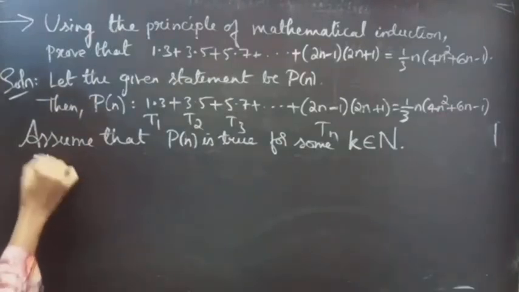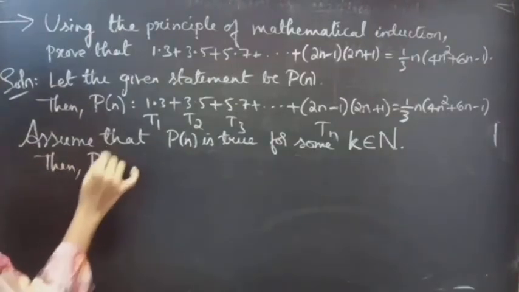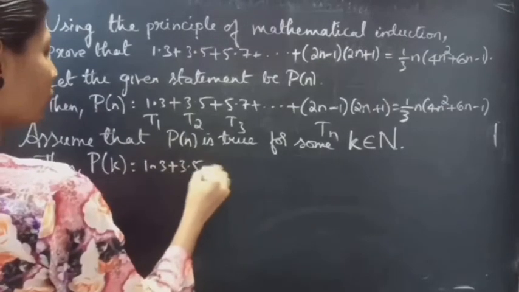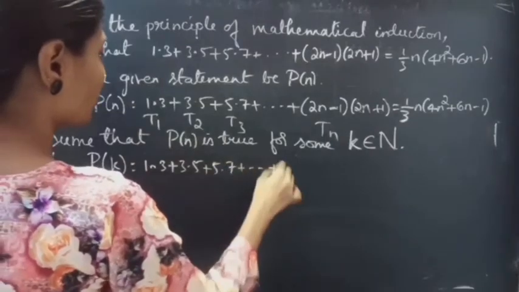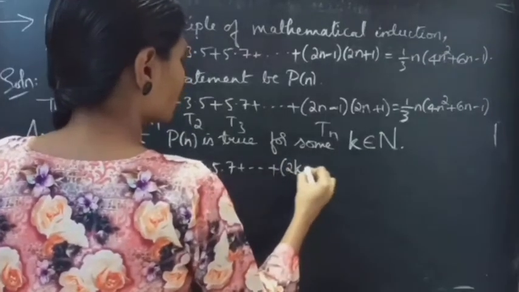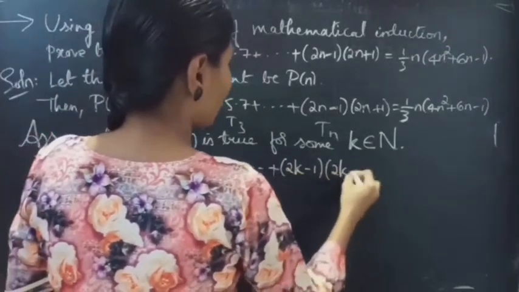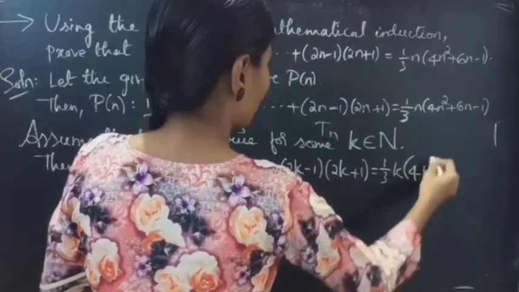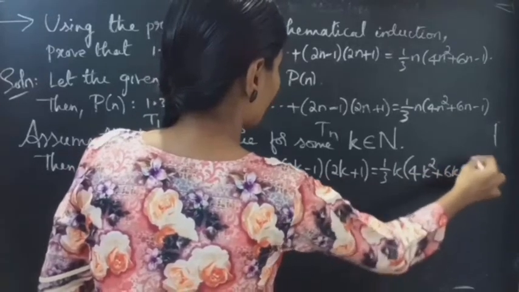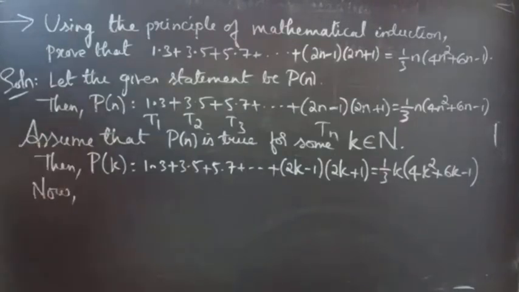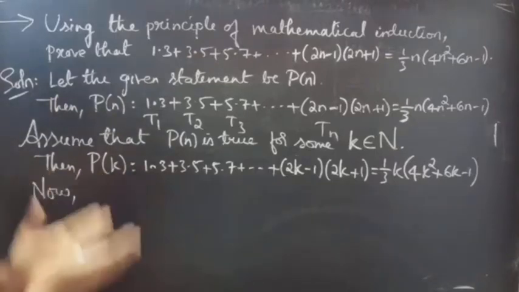Okay, then P of k will be 1 into 3 plus 3 into 5 plus 5 into 7 plus so on, plus, simply replacing n by k, 2k minus 1 into 2k plus 1 equals 1 by 3 into k into 4k square plus 6k minus 1. Okay, now we have to show that the statement is true for n equals k plus 1, since P of k is true.